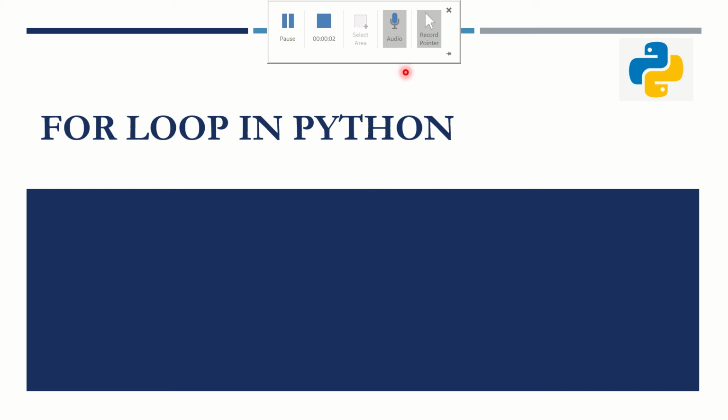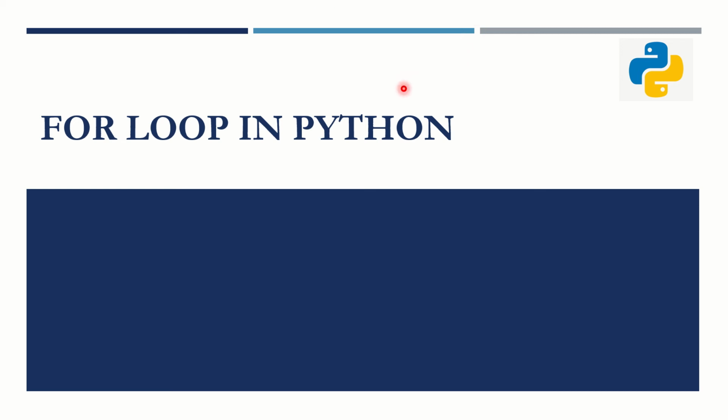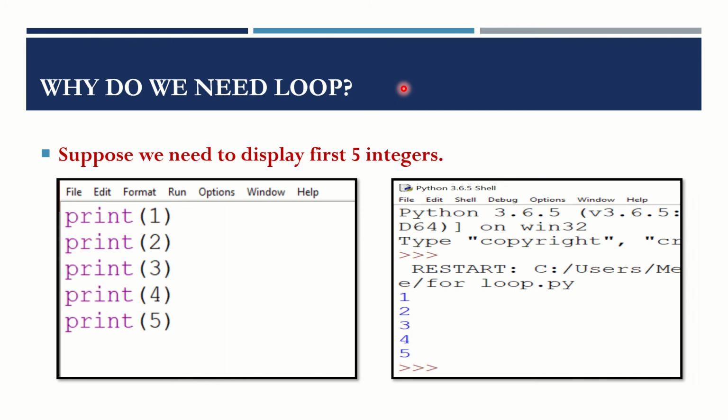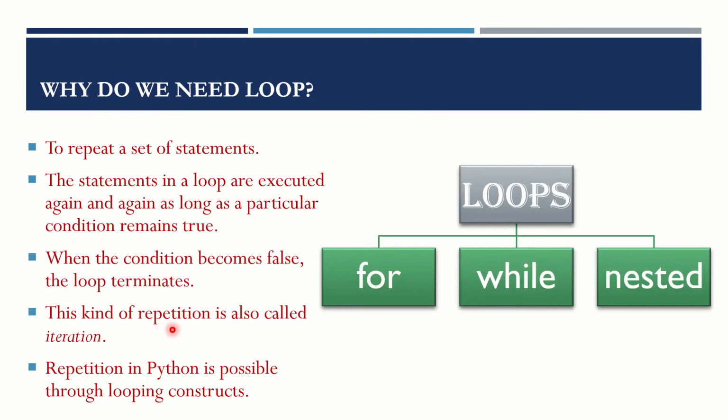Hello all, we shall be studying for loop in Python today. Let us first understand why do we require a loop. There are certain tasks that we need to repeat. For example, we pay the electricity bill every month. Here I am repeating the print statement to print the numbers 1 to 5. So, if we need to repeat a set of statements, we require a loop.